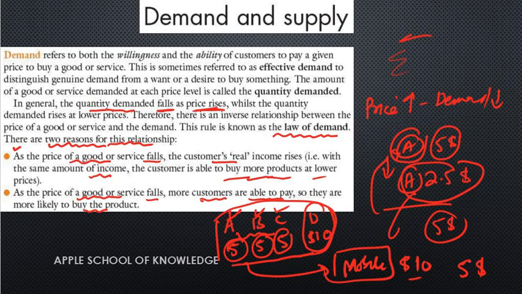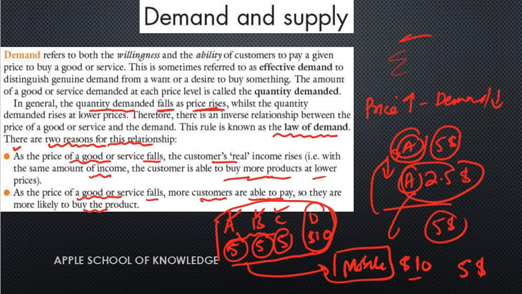Okay. So what we have discussed about effective demand: effective demand is the term economists use to refer to the actual demand that exists in a market. It means the willingness and the ability of the customer to pay a given price to buy a good or service, right? In other words, effective demand exists when a buyer has both the desire, meaning willingness, and the ability to buy a product, right?